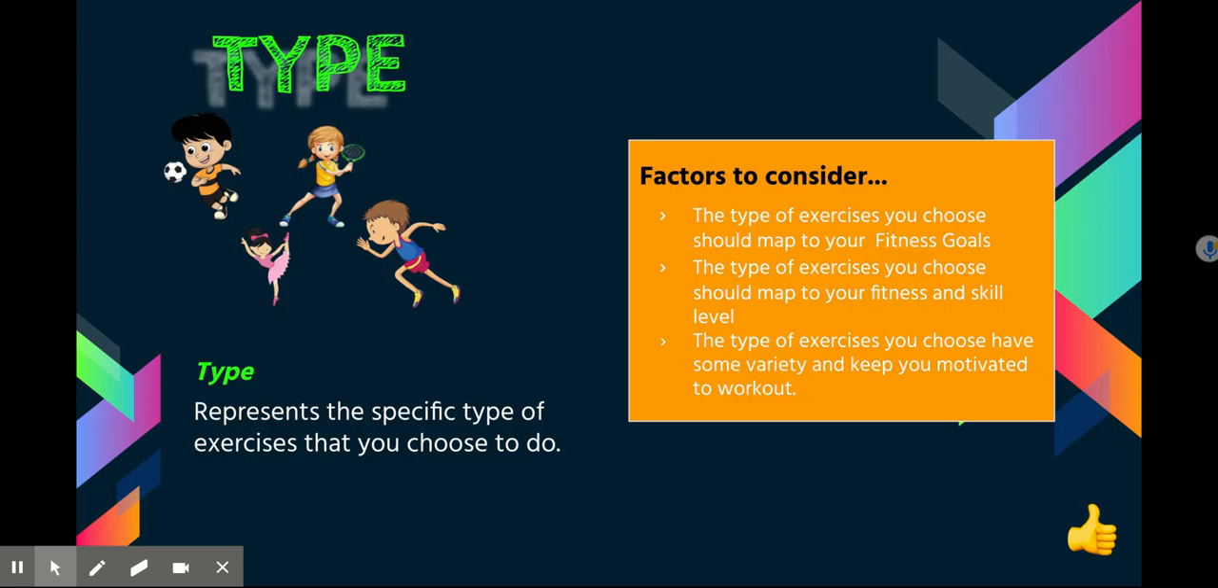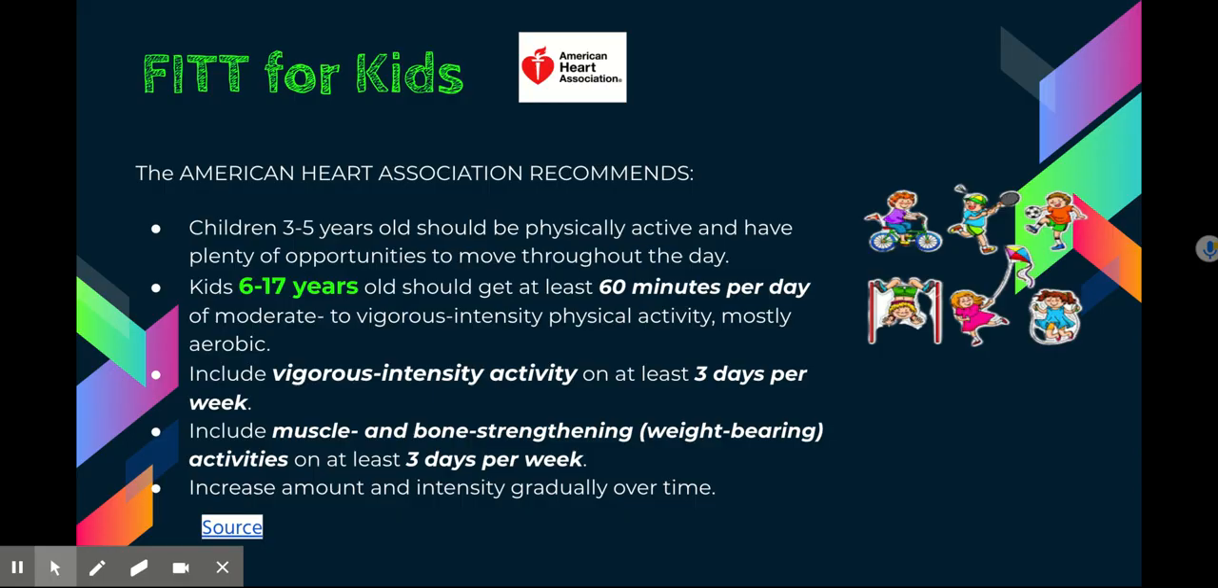So, what is the FITT formula for kids? The American Heart Association recommends that the younger you are, you should be physically active and have plenty of opportunities to move throughout the day. But as you get older, into your adolescent preteen years and teen years, you should be looking at 60 minutes per day of moderate to vigorous physical intensity. Yes, that's every single day.